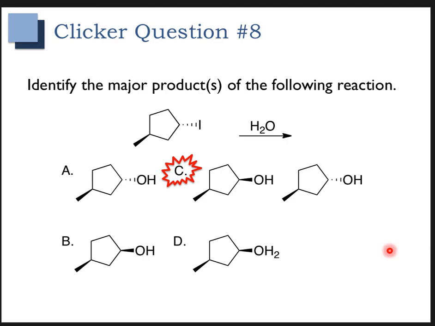Hopefully you identified C as the correct answer. When you're looking at this problem, notice that there is a good leaving group. That's a good sign, and we don't have to worry about sp2 or sp hybridized carbons. This is an sp3 hybridized carbon. We have a poor nucleophile and a polar protic solvent. So those conditions are going to favor SN1, which means that the leaving group is going to fall off. You're going to have a carbocation intermediate, and so the water can come in either from the top or from the bottom, and so you're going to end up with a mixture of stereochemistry at that stereocenter.